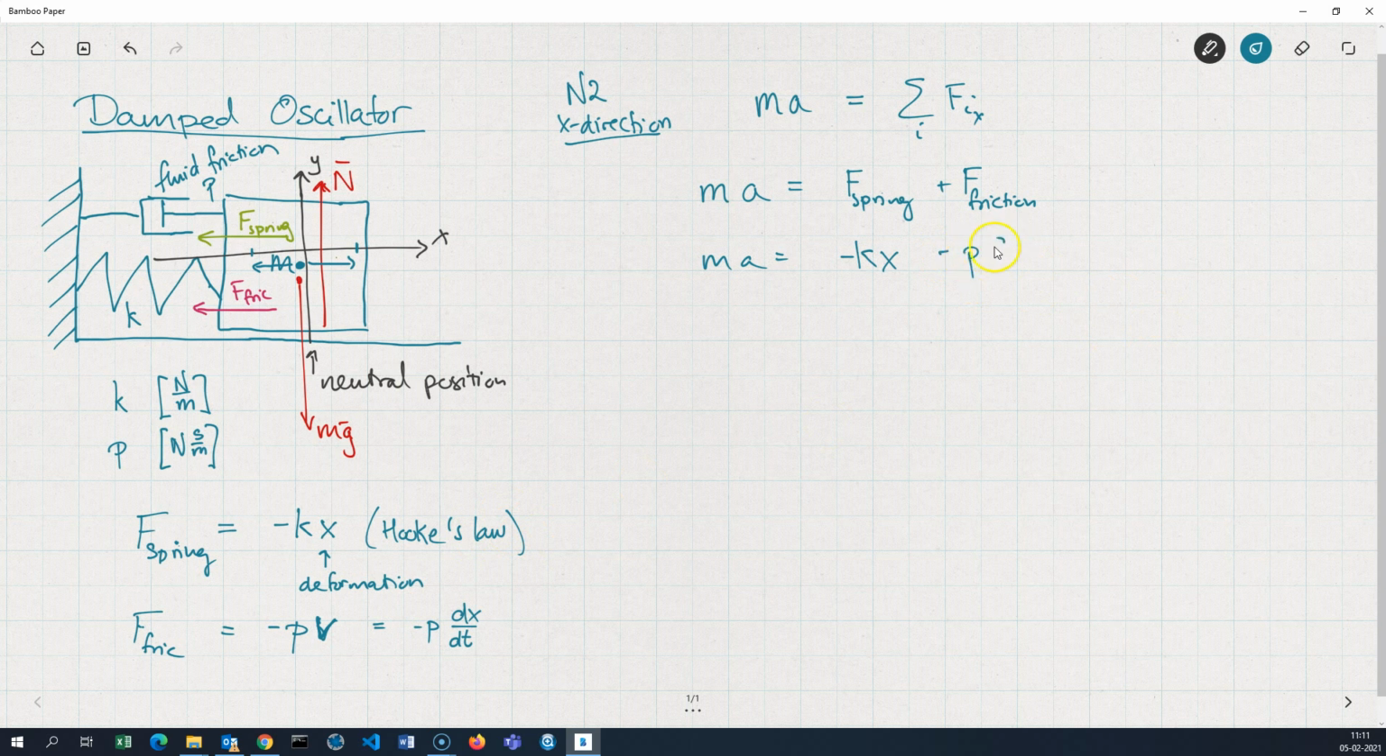And for the friction force. And then now's the time to remind ourselves that acceleration is actually the derivative of the velocity with respect to time, which is again the second derivative of position with respect to time. So we can rewrite this like that, obtaining this expression, which is indeed a differential equation.